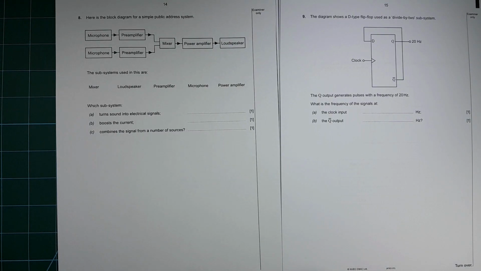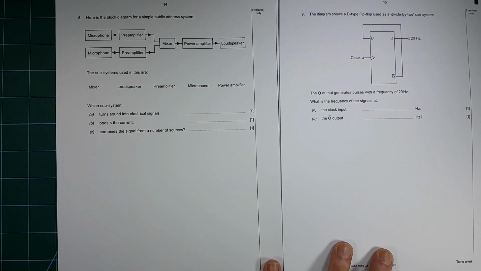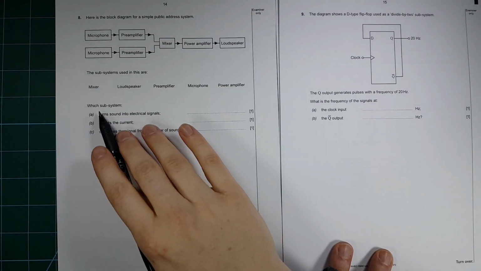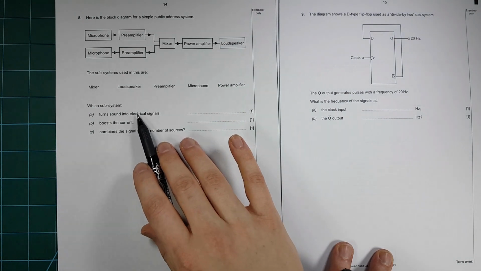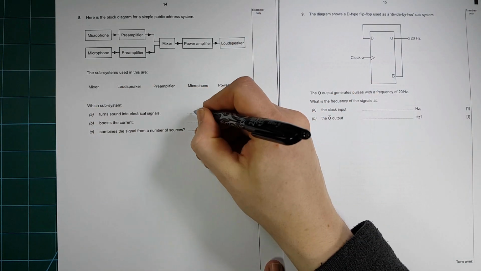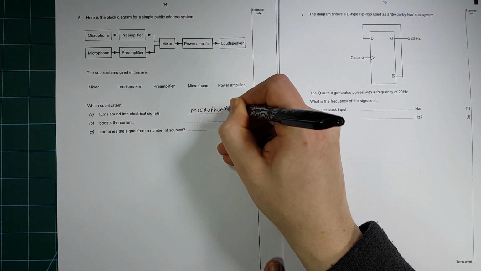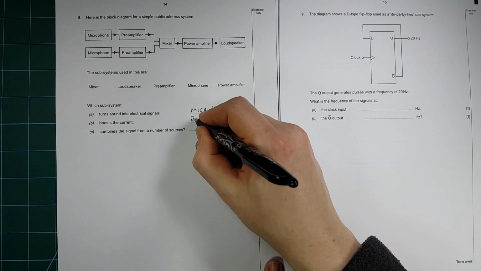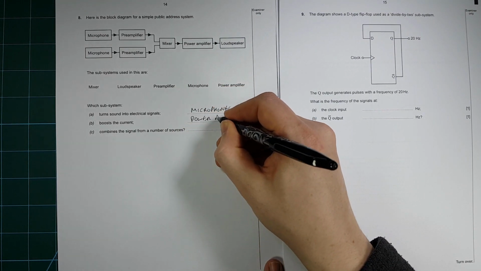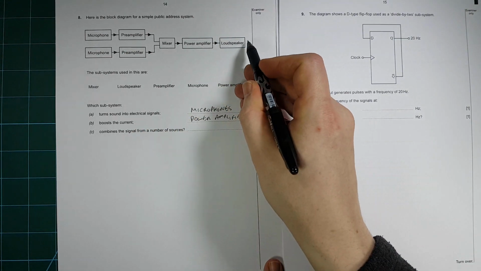Right, question 8. This is the standard block diagram for the mixer that you need to learn. The subsystems in this are written here. Which subsystem turns sound into electrical signals? So those are microphones. Boosts the current, that's the power amplifier. So that's boosting the current for the loudspeaker.